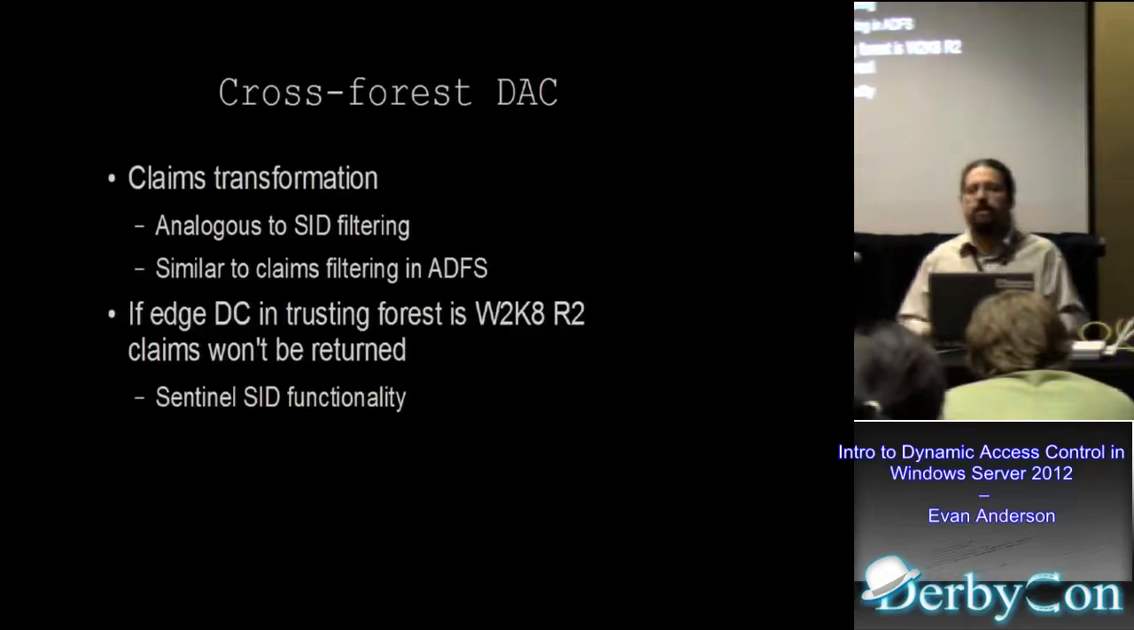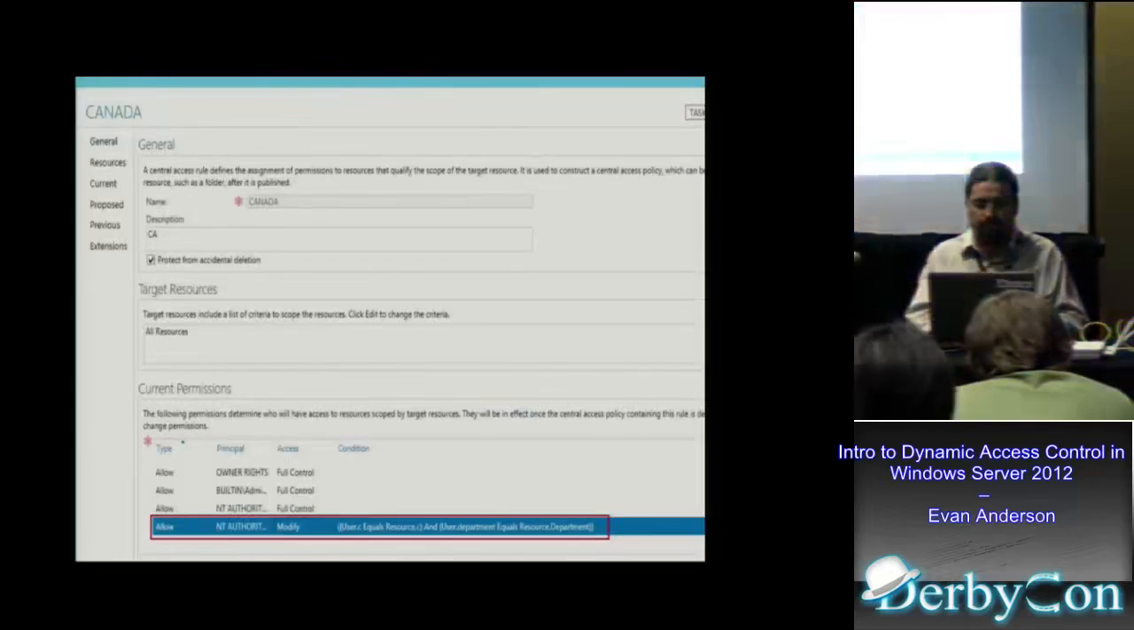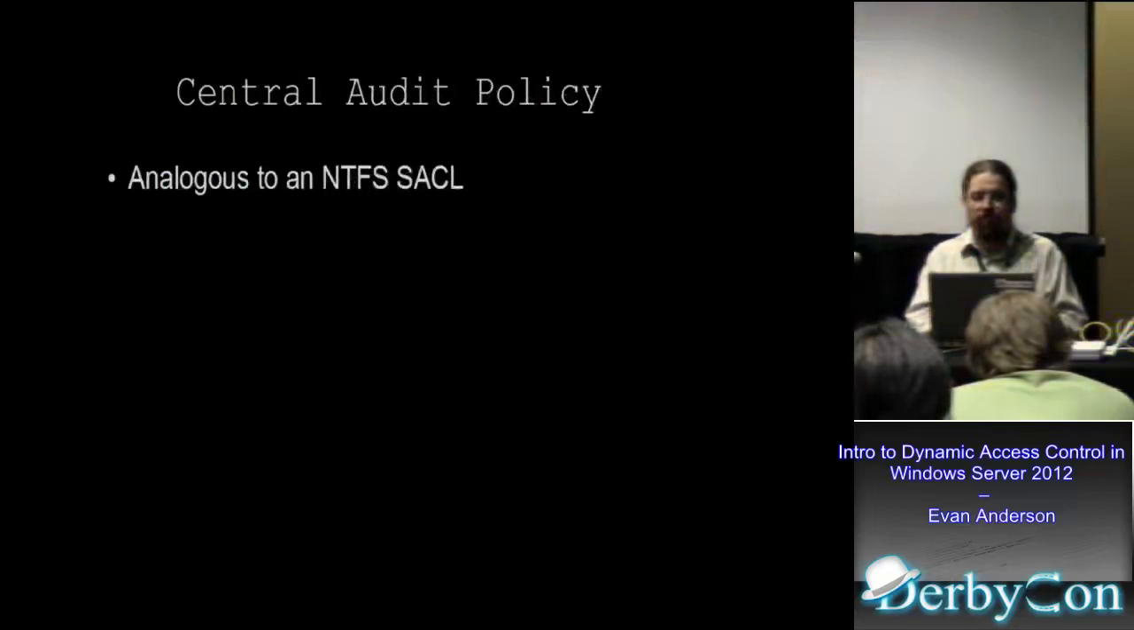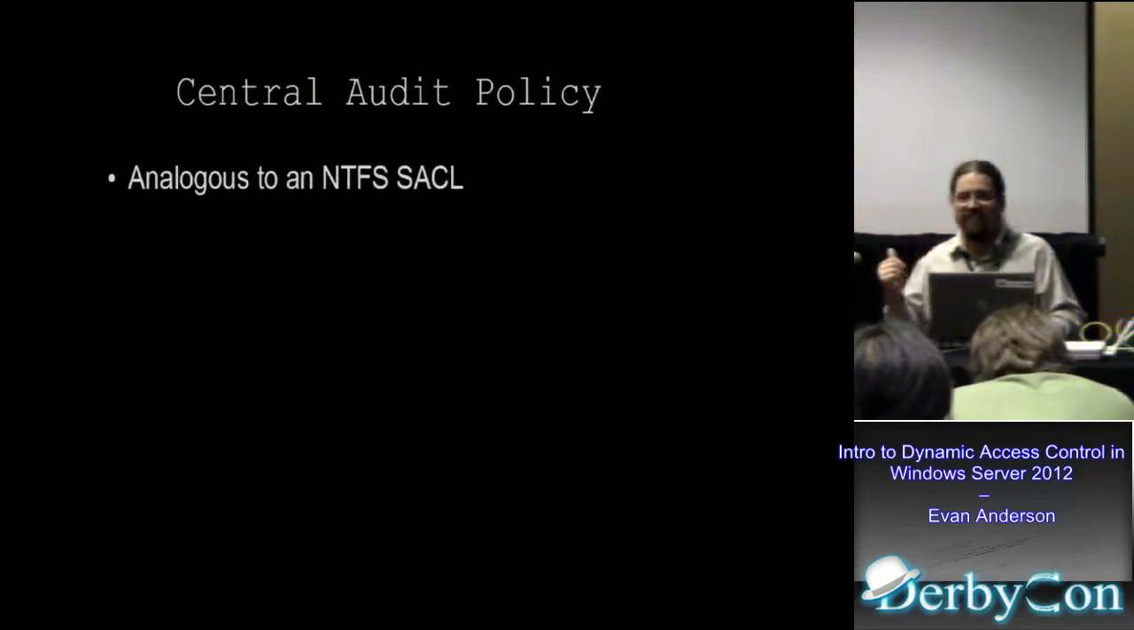So central access policies are made up of central access rules. I'll briefly throw in here central audit policy. This is analogous to NTFS SACL, so these are auditing ACLs. You can take all the richness of these expressions and apply them to auditing. Previously, I typically found that auditing in NT was a very blunt instrument. This allows you to make auditing a much less blunt instrument because you can have criteria on your auditing.